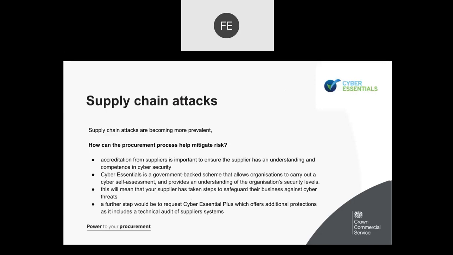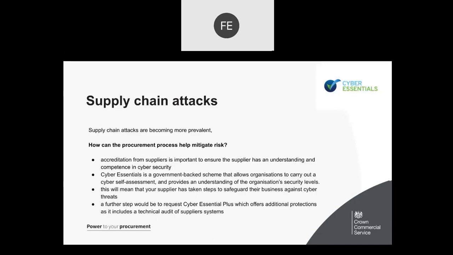There's also supply chain attacks. So a software supply chain attack occurs when a cyber threat actor infiltrates a software vendor's network and employs malicious code to compromise the software before the vendor sends it to their customers. The compromised software then compromises the customer's data or system. So how can the procurement process help to mitigate this risk?